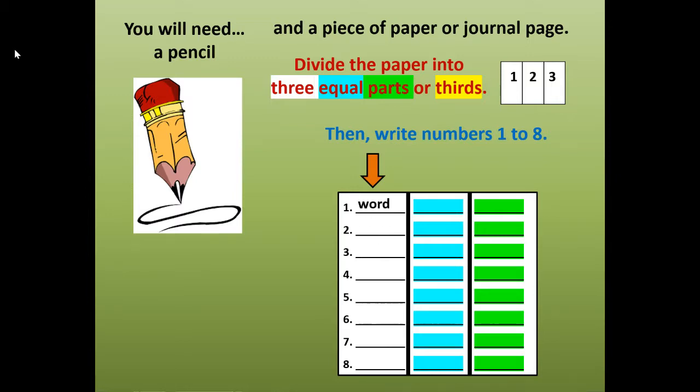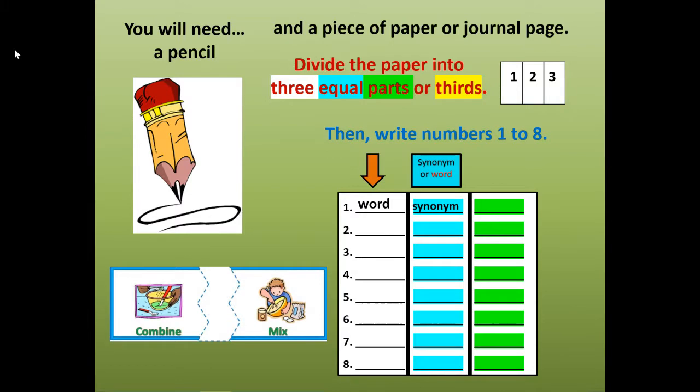Because you are going to write each of the 8 vocabulary words, and then in the second column, you're going to write the synonym. And a synonym is a word that means the same. For example, combine is a synonym for mix. They mean the same thing. They are synonyms. If you don't catch the synonym, you can always write the word a second time. And then in the third column, you're going to draw a quick picture or sketch to help you remember each word.